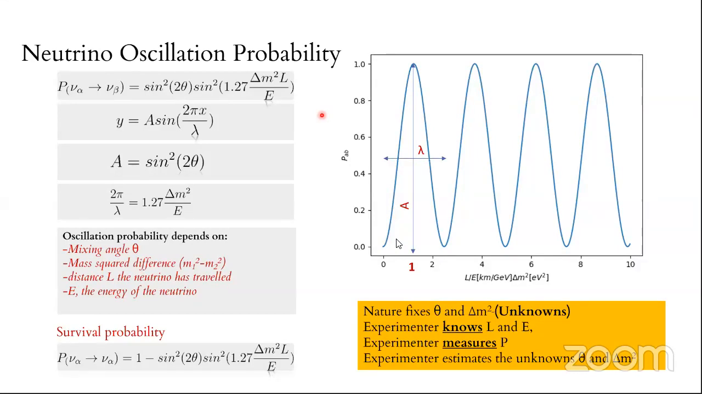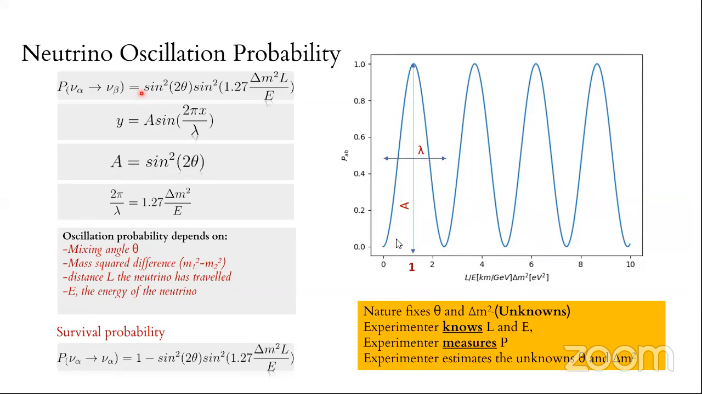But as such, when you analyze an oscillation problem, theta just appears as a parameter. So what we say is, if there has to be oscillation, theta cannot be zero. If theta is zero, then the oscillation probability is also zero.